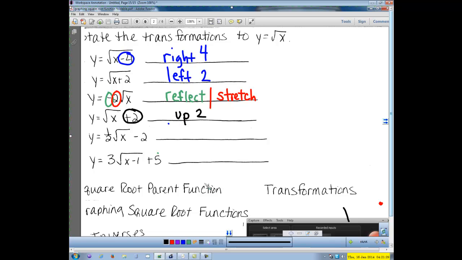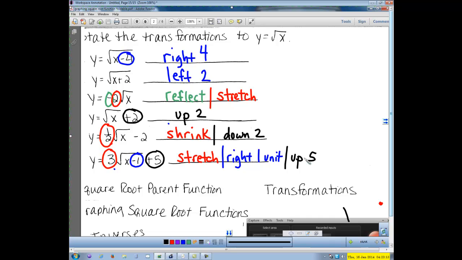Pause your video for examples 5 and 6. Try those on your own. This concludes flap 1 in the Unit 10 foldable.